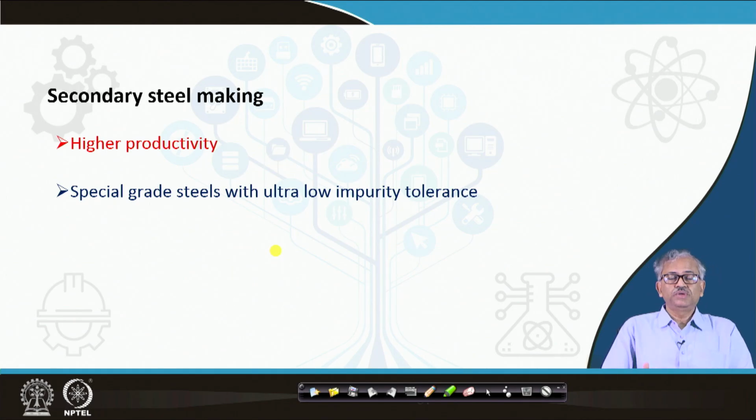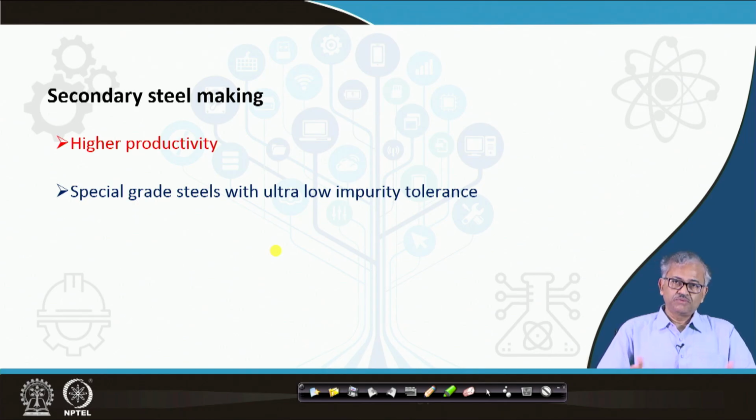Also you have to make ultra low gaseous impurities like nitrogen and hydrogen. Those also have to be very low for subsequent operations, because there are some steels for deep drawing purposes where nitrogen should be very, very low, maybe less than 50 ppm. So, to make those kinds of steel, we need vacuum treatment.